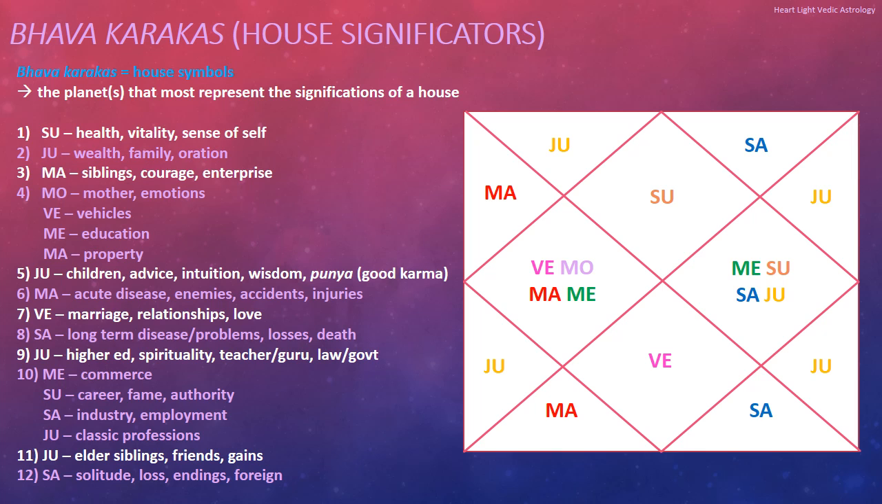Okay, so let's just go through. So the fifth house, we have Jupiter again. The reason why is Jupiter represents children, advice, intuition, wisdom, and punya, or good karma. And these are also things that the fifth house represents. Now you have to be careful, because you can see Mars in the third house. I just have it here to represent it as a Bhava Karaka, but if you had Mars in the third house of any chart, that would also create a Karko Bhavanasha, which will change the interpretation.